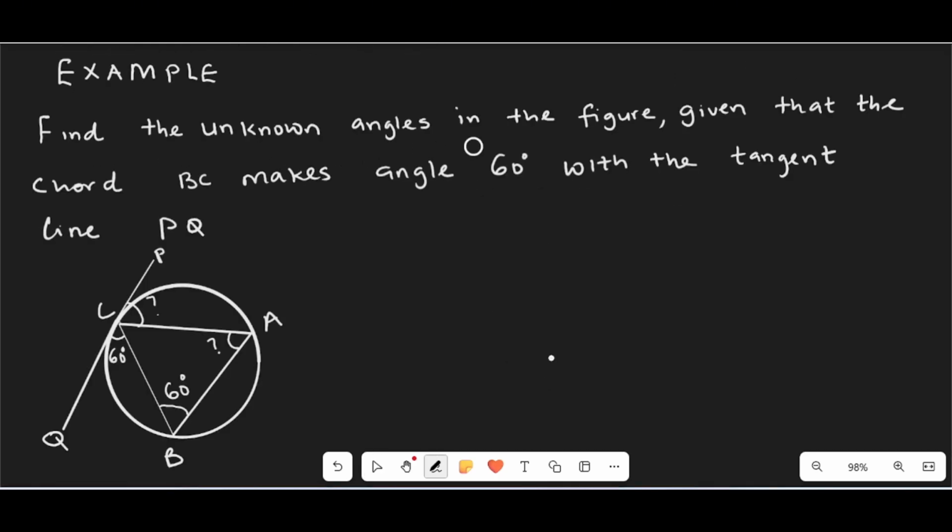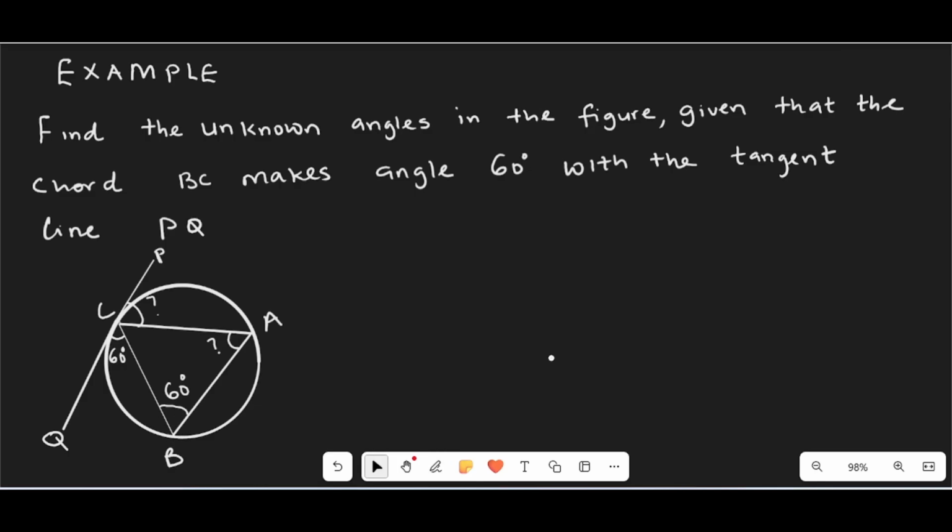Find the unknown angles in the figure, given that the chord BC makes an angle of 60 degrees with the tangent line PQ. Our tangent line is this, and our chord BC is this, and it makes 60 degrees with our tangent. And they ask us to find angle PCA and also angle CAB.